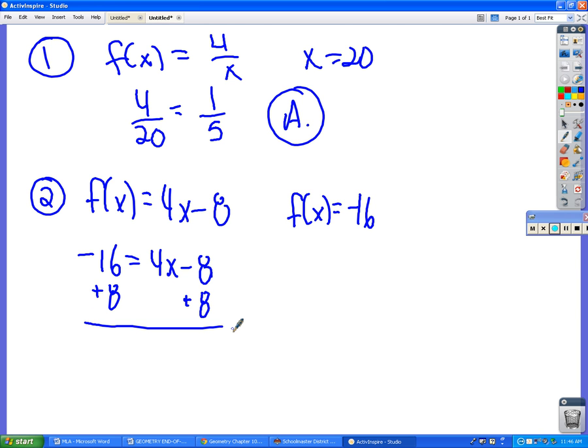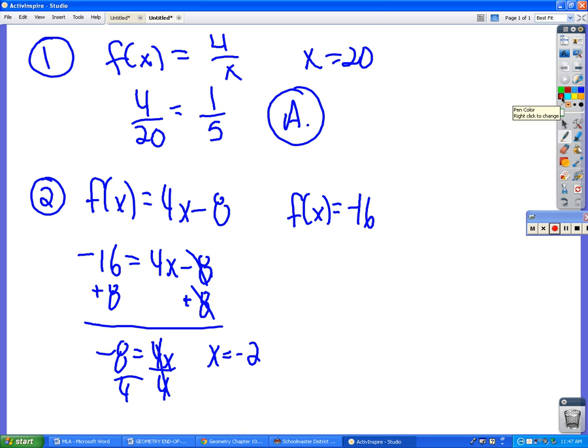Hold on, slow down there. Negative 16 plus 8 is negative 8. The negative 8 and 8 cancel. So negative 8 equals 4x. And then what did you say, Francis? Divide both sides by 4. So x equals negative 2. It's a short answer. So then we're done. Okay? Any questions on those?